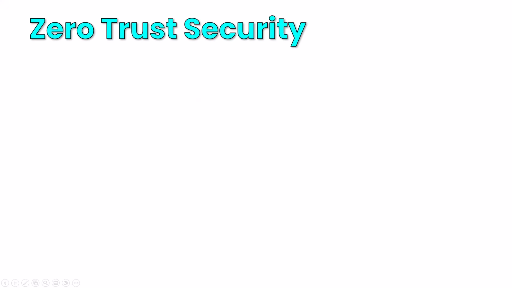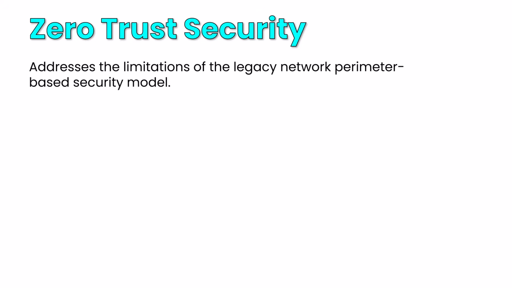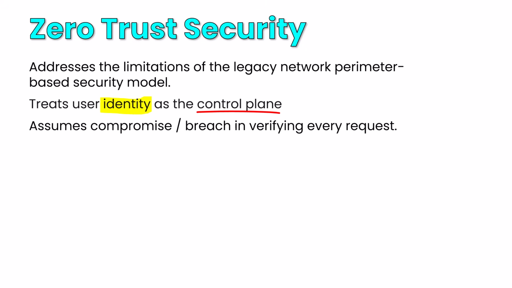Next, we're going to talk about zero trust security in the network context, but first I want to cover just a few zero trust basics. So zero trust addresses the limitations of the legacy network perimeter-based security model with a firewall and trusted and untrusted networks. It treats user identity as the control plane. It really addresses the reality that we have users who are much more mobile than they used to be, working from anywhere. And it assumes compromise or breach in verifying every request. Essentially, no entity is trusted by default.